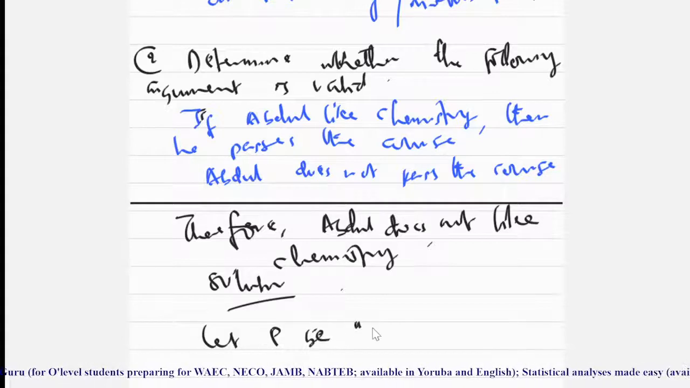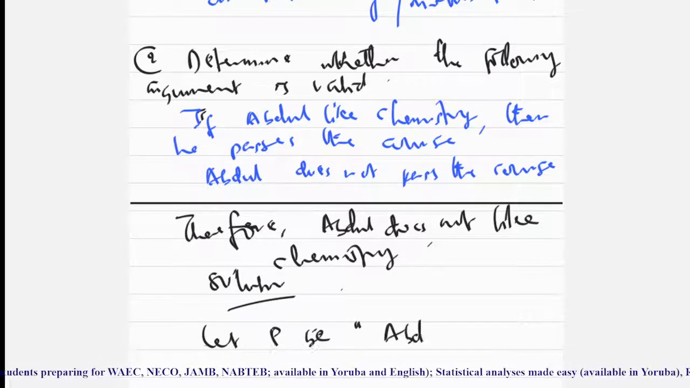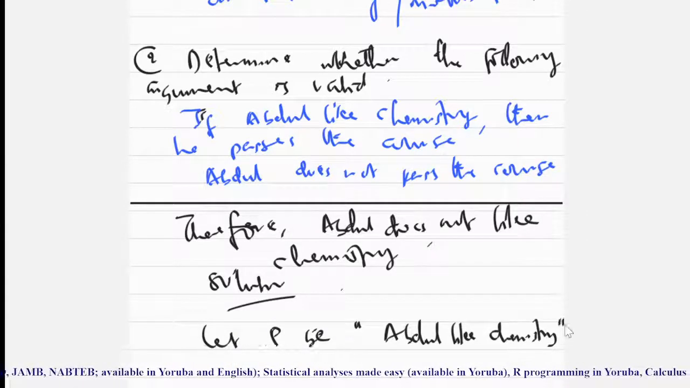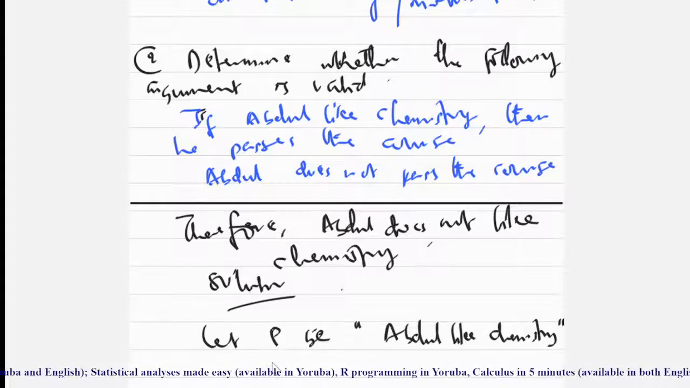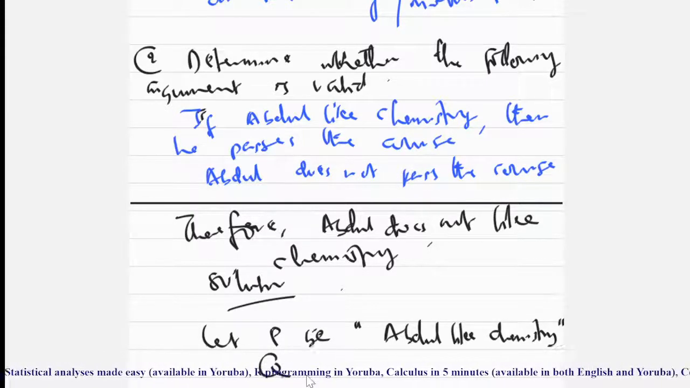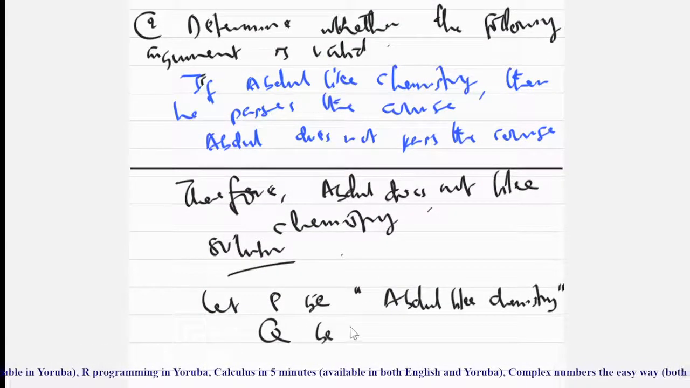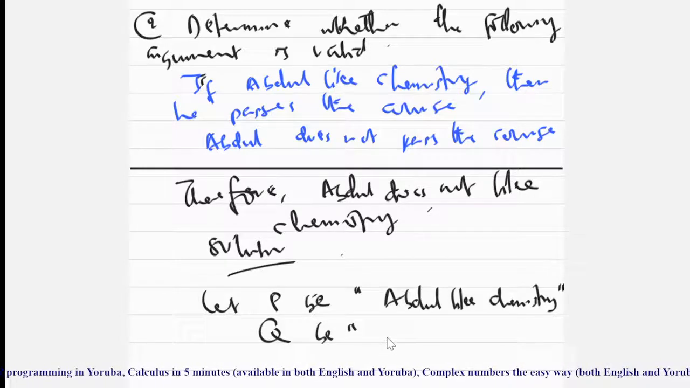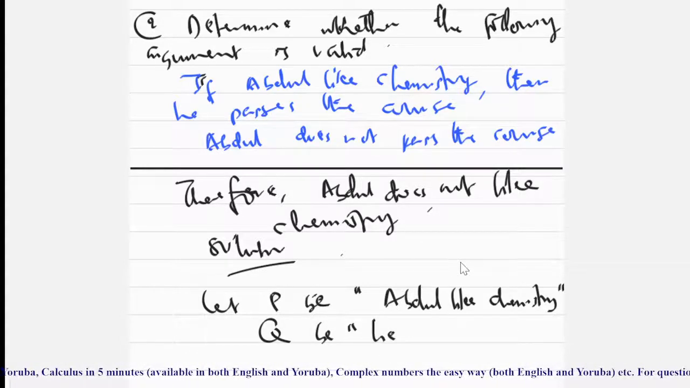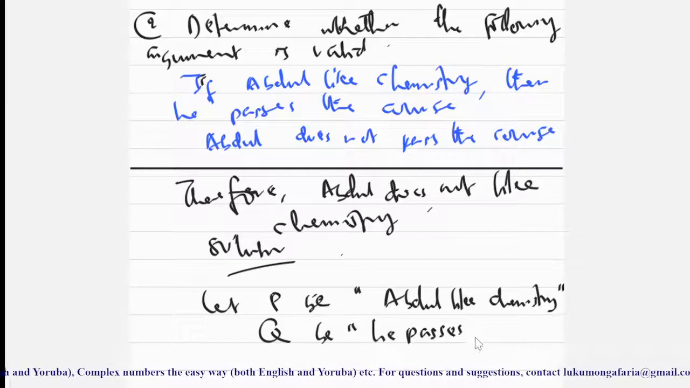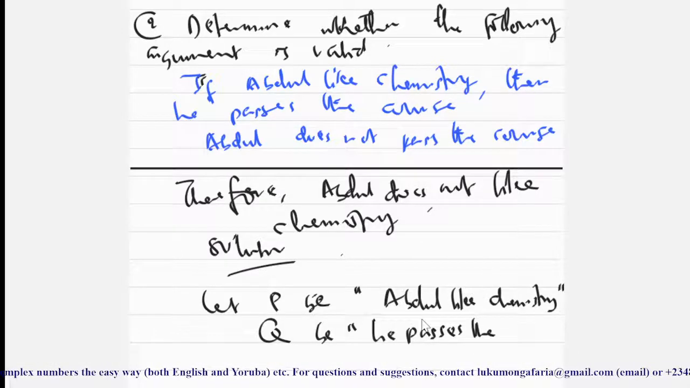Let statement P be Abdul likes chemistry. I hope you understand now. So statement P means Abdul likes chemistry. Okay, can we still derive another statement? Yes, Q. So what will be the statement Q now? Statement Q will be he passes the course.